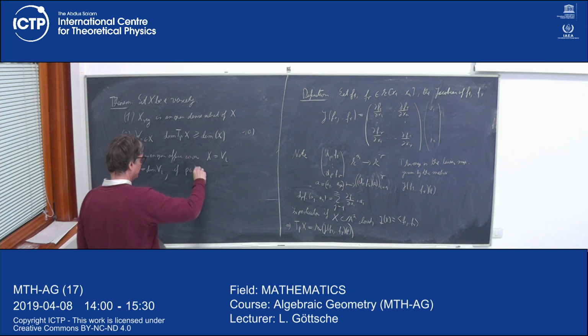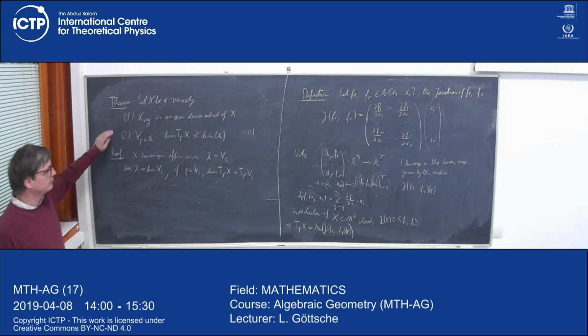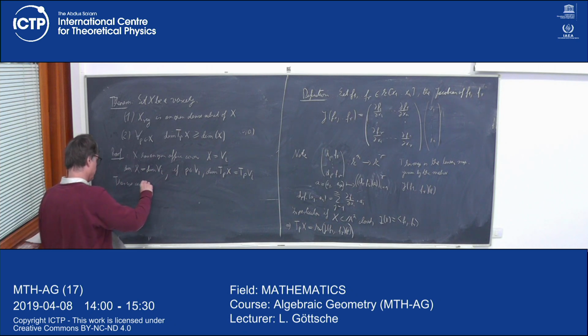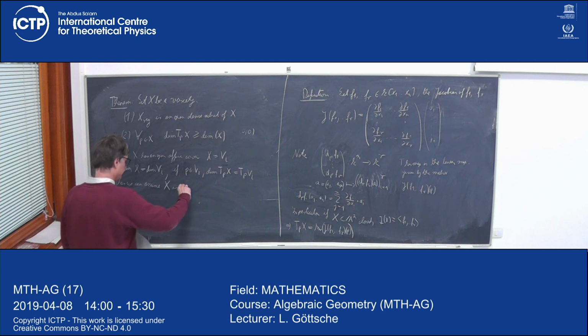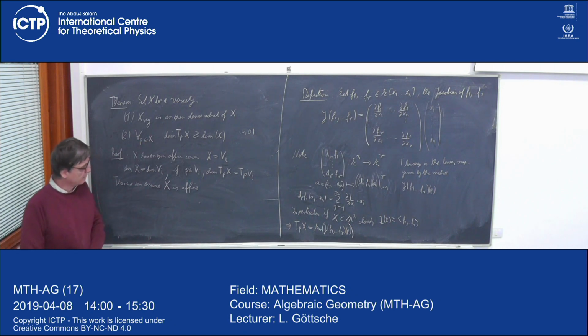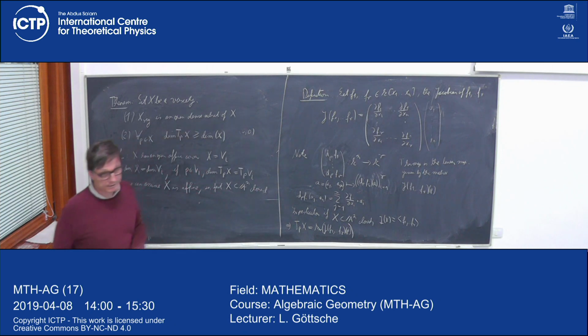if P lies in Vi, then the dimension of the tangent space is equal to that. So we see that both 1 and 2 are invariant under replacing X by Vi. So thus we can assume X is affine. This a priori means we can assume that X is isomorphic to a closed subvariety of An, but these statements are invariant under isomorphism, so we can assume that X is a closed subvariety of An. Okay, so this is the first thing.